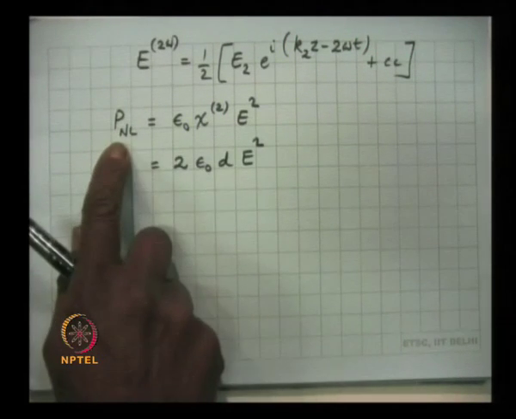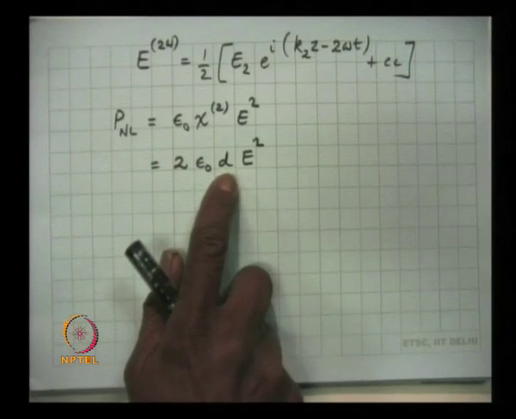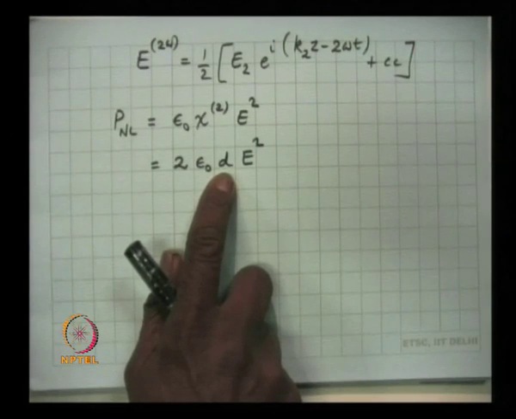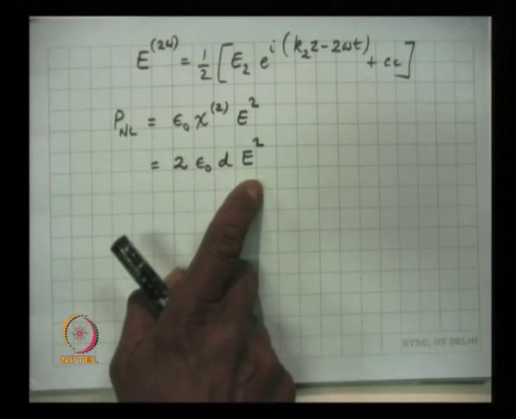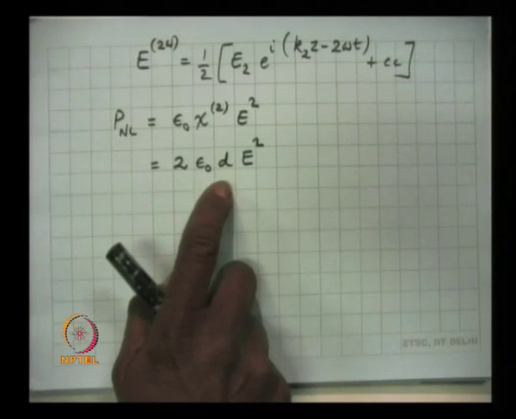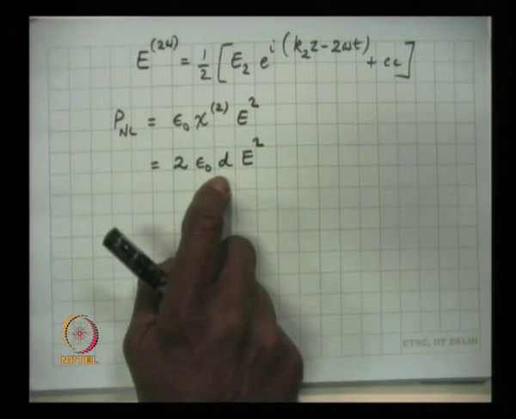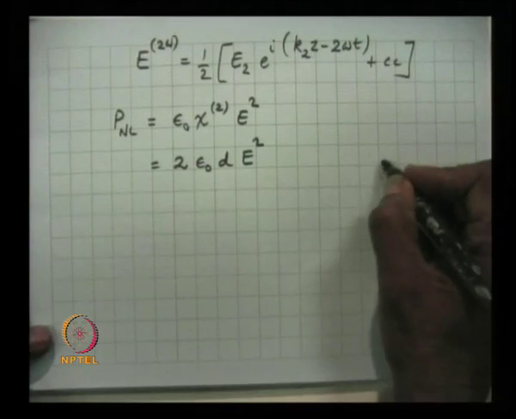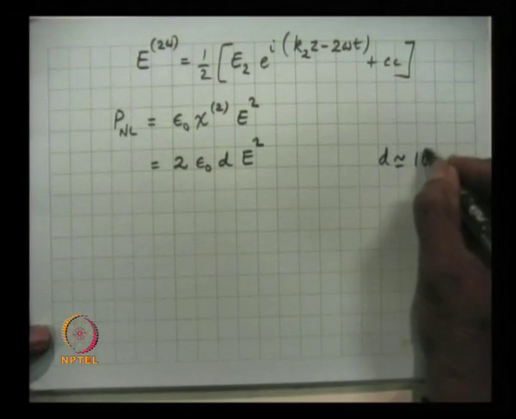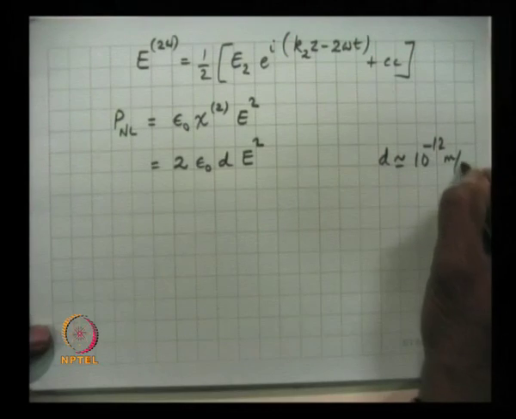Look at the dimensions of P nonlinear. Electric field, and sorry, 1 by electric field, because P has the same dimensions as epsilon 0 times E. So, 1 by electric field means d will be in units of meters per volt, because E has volts per meter. So, let me tell you the numbers. d is typically of the order of 10 to the minus 12 meters per volt.